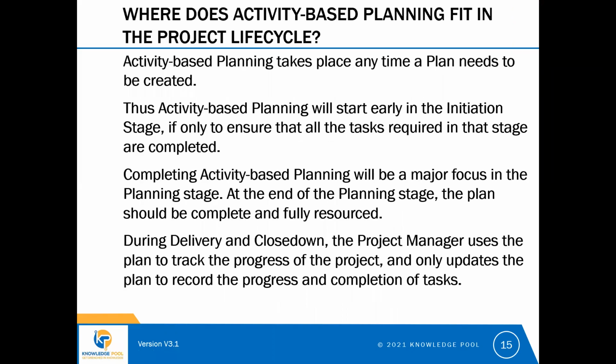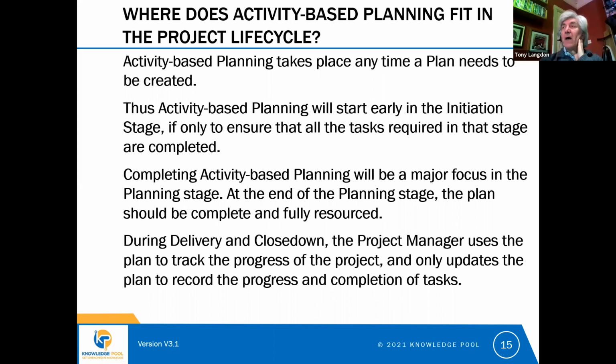Okay, right. So we also need to think about where and when activity-based planning takes place. So we talked 2 weeks ago about the life cycle of a project, and we discussed the 4 stages that typically occur: initiation, planning, delivery, and close down. And we learned what the deliverables of those stages were. Now, what we can say with activity-based planning is that it takes place any time that a plan needs to be created. And typically we create plans in the first 2 stages of the project.